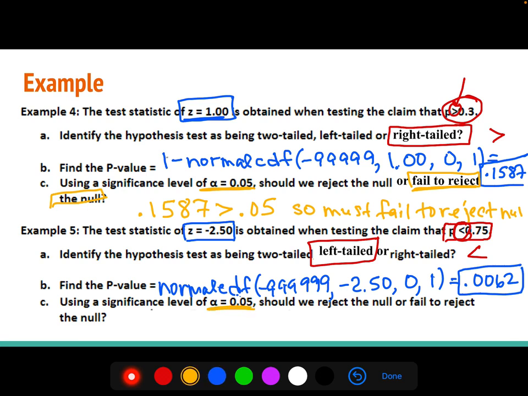Okay. Now we're going to go and look at our alpha is 0.05. So 0.0062, that's our p-value. Is it less than 0.05? The answer is yes. So, since this is true, we must reject the null.